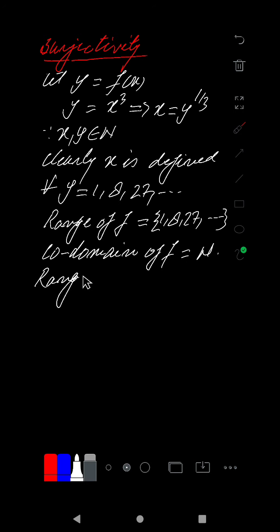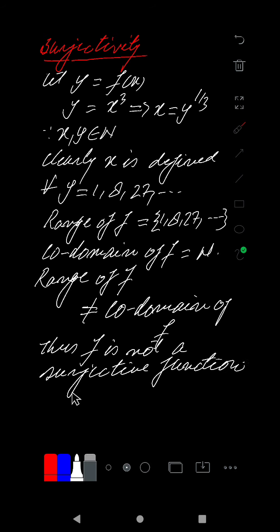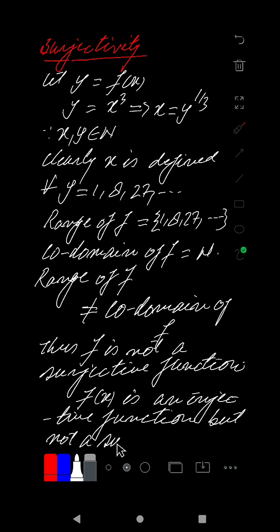Thus, range of f is not equal to codomain of f. Thus, f is not a surjective function. Hence, we may conclude that f is injective but not surjective. Now, sum number 3, where f(x) is given as the greatest integer function and f is defined from R to R.